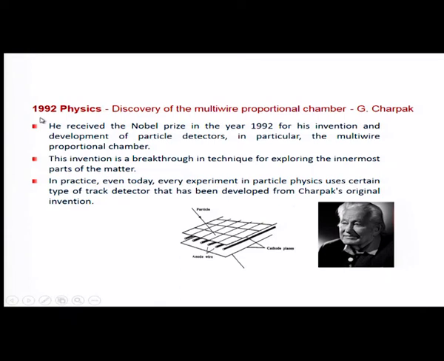The 1992 Physics Nobel Prize went to Charpak for the discovery of the multi-wire proportional chamber. This is to measure the intensities. He received the Nobel Prize in the year 1992 for his invention and development of particle detectors, in particular the multi-wire proportional chamber. This invention is a breakthrough in technique for exploring the innermost parts of the matter. In practice, even today, every experiment in particle physics uses a certain type of track detector that has been developed by Charpak's original invention.